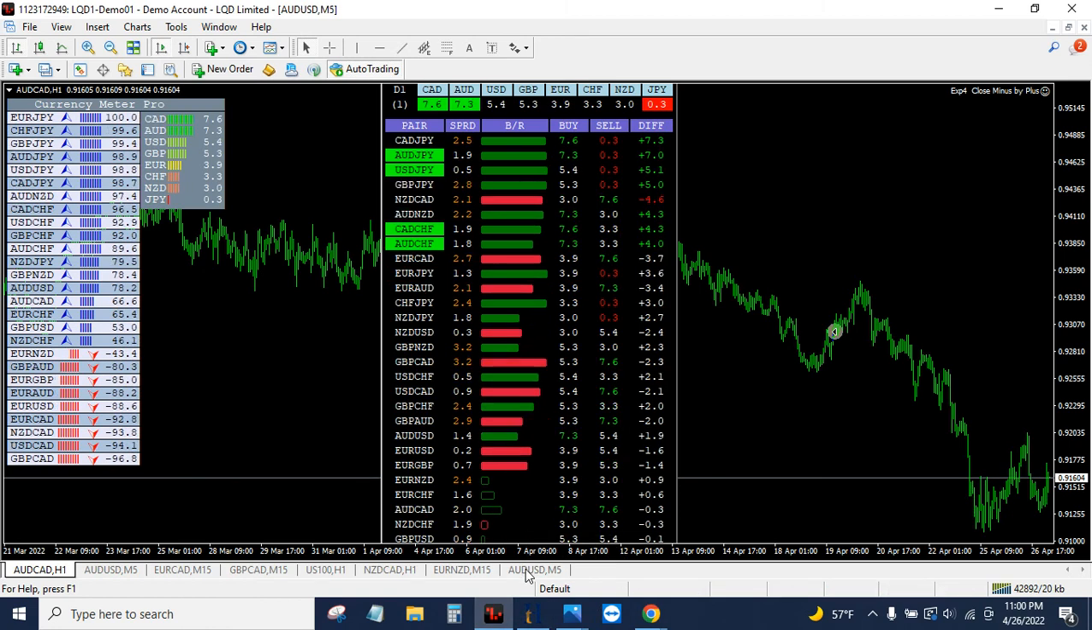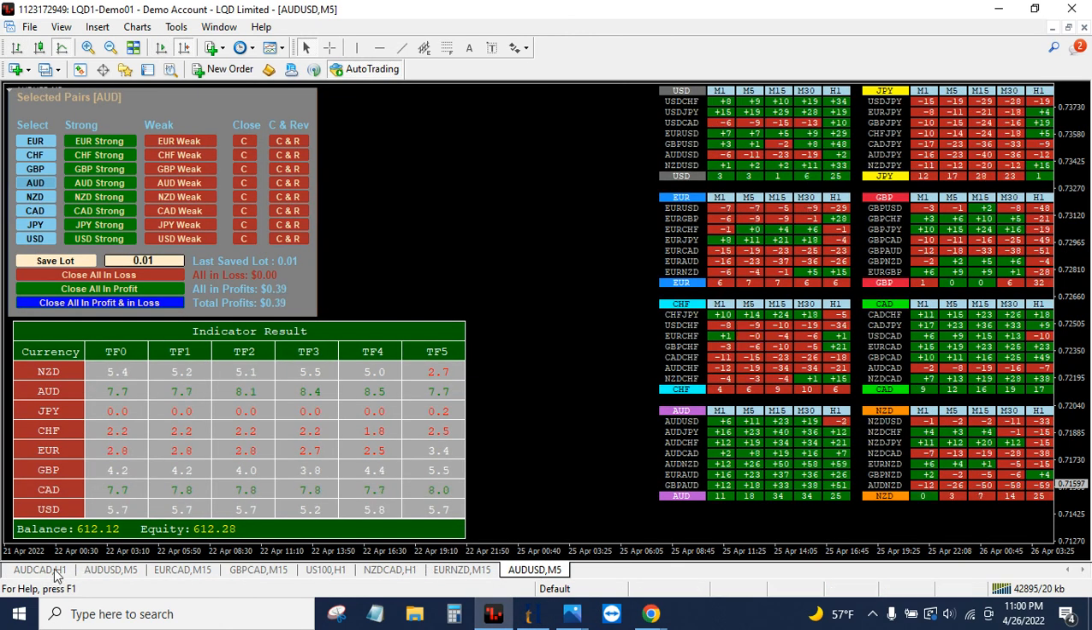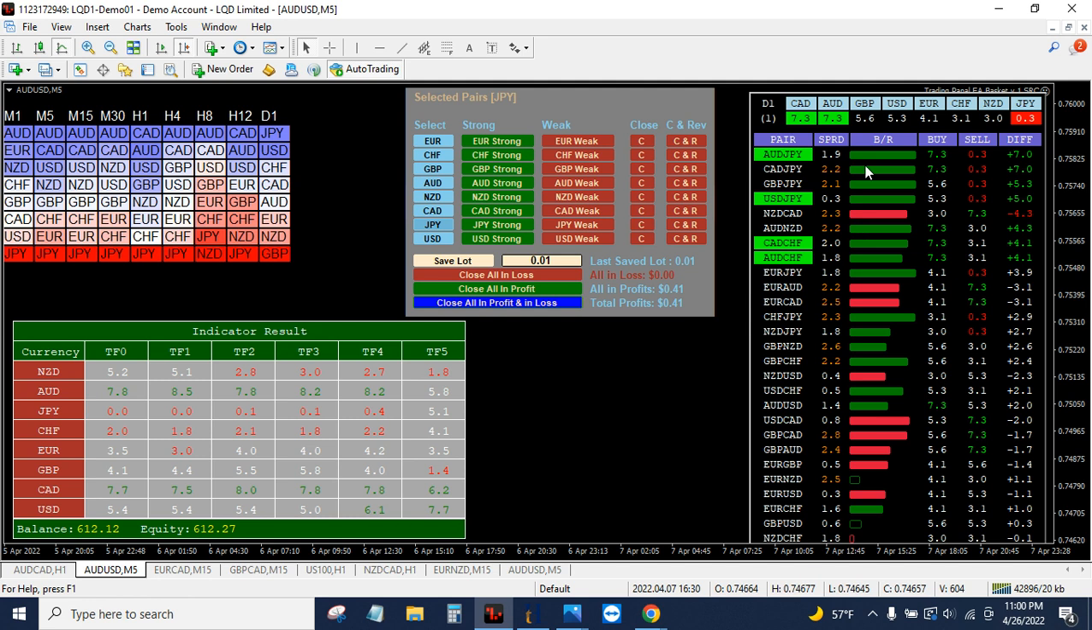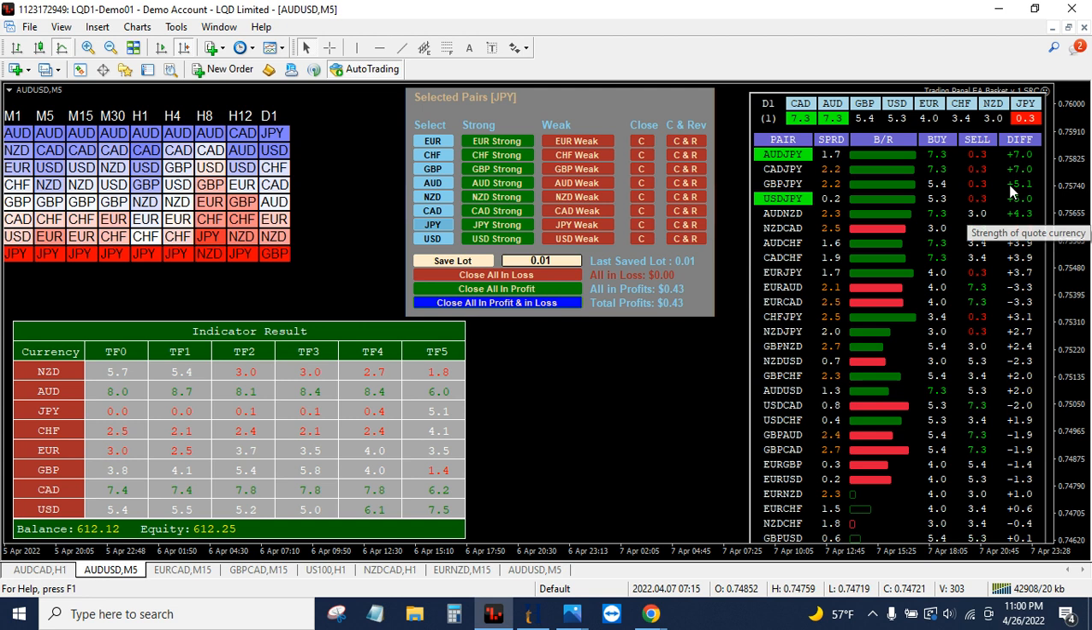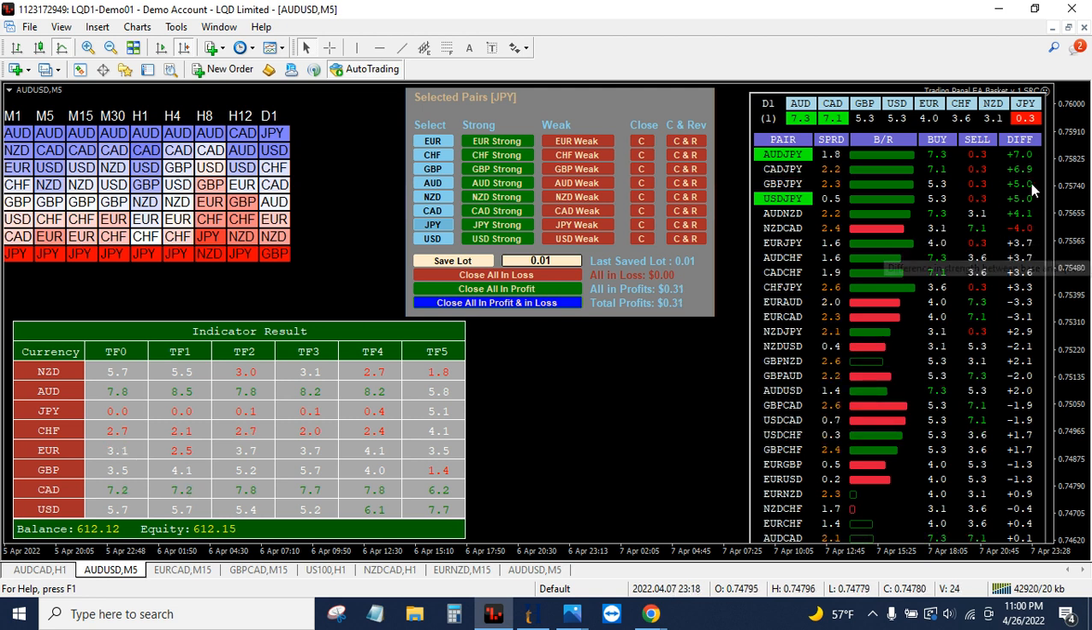So, gentlemen, this is gonna be my final variation of the strong and weak. Trying to get the strong and weak EA. This is gonna be my final variation, and this is gonna follow a different logic. So, real quick, how is this one gonna work? It's gonna take advantage of these numbers right here, the differential, the difference between the strong and the weak.